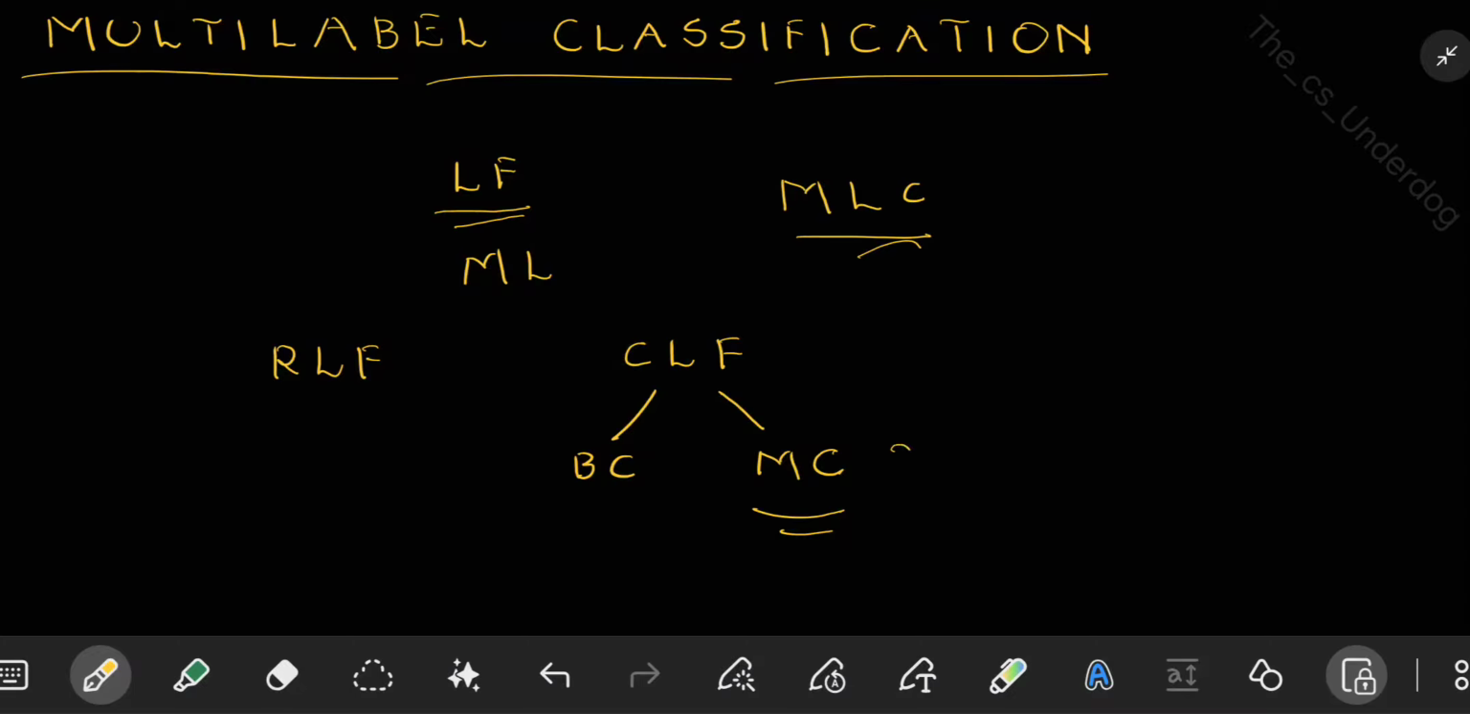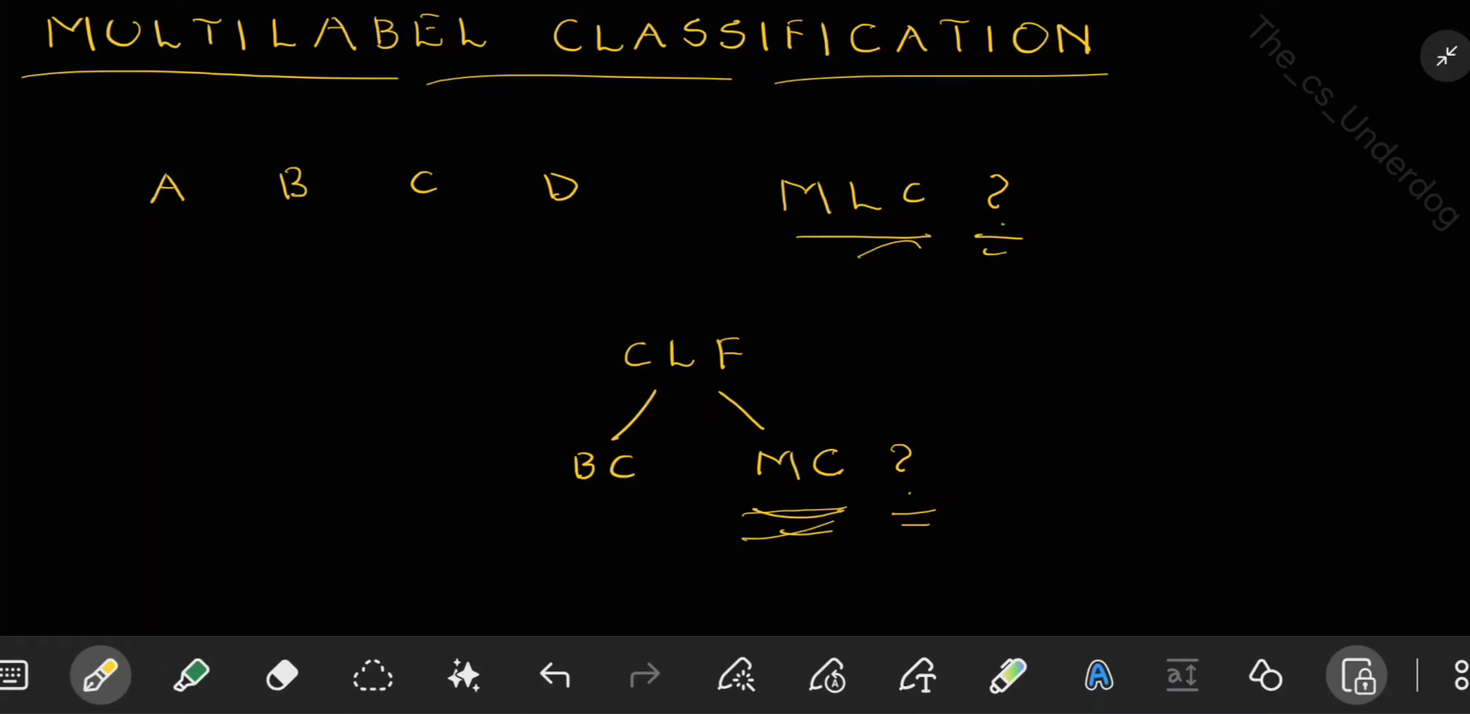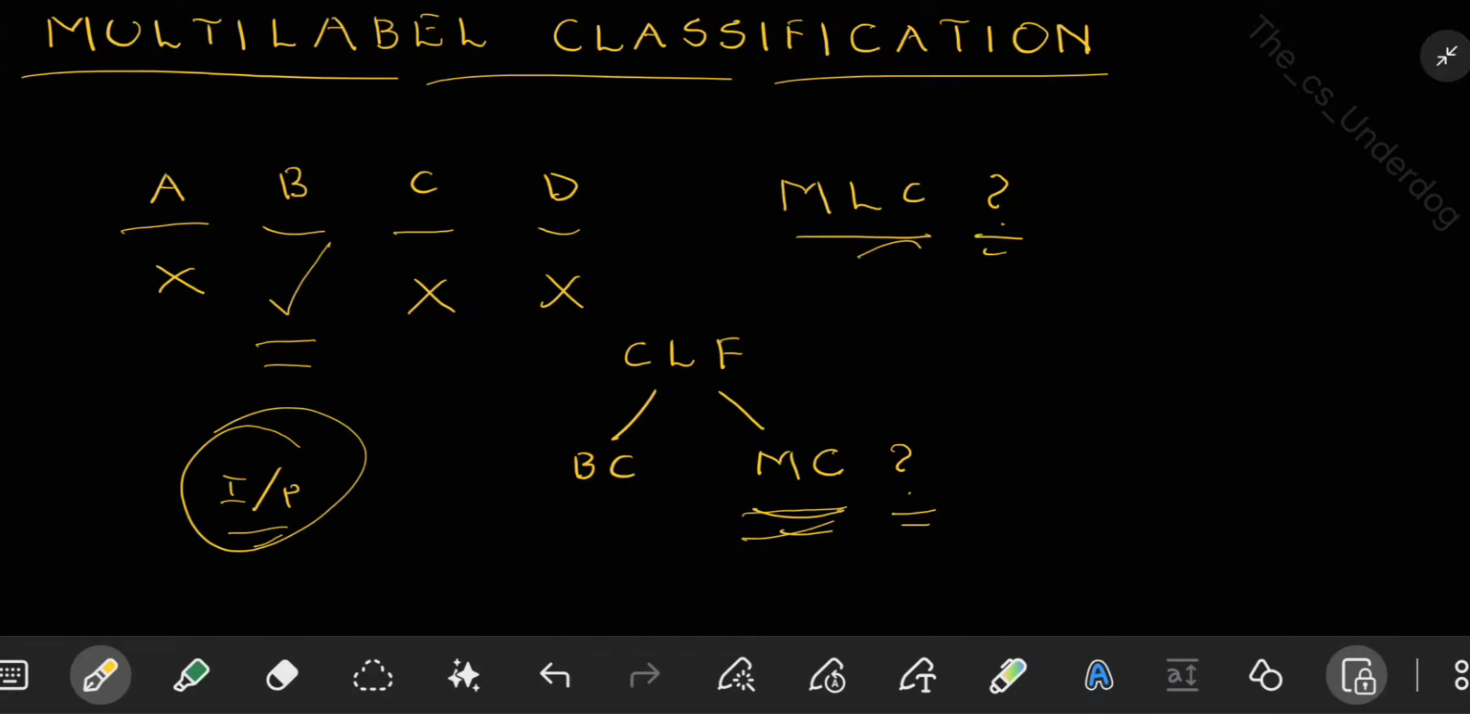What is the difference between multi-class classification and multi-label classification? The difference is, in case of multi-class classification, you will have a lot of classes. Let us say class A, class B, class C, class D. But out of these classes, only one class will be the correct class and all other classes will be wrong classes. So whenever you get an input, this input will belong to only one among these four classes. That is when you call it multi-class classification.